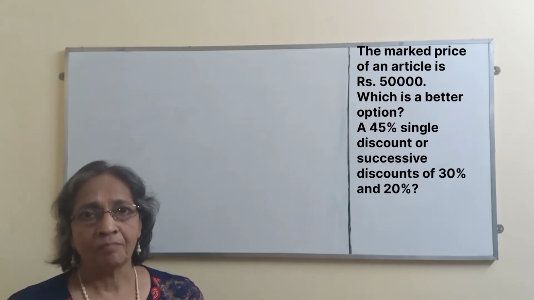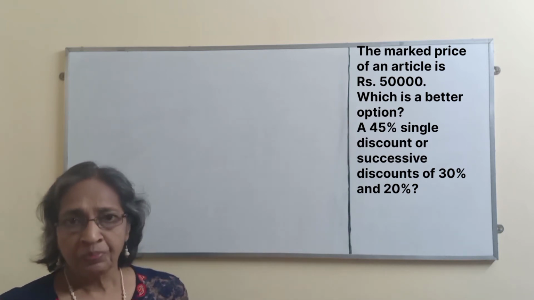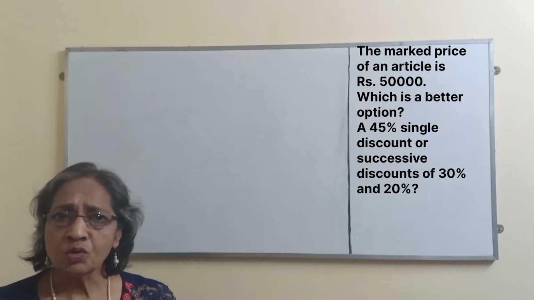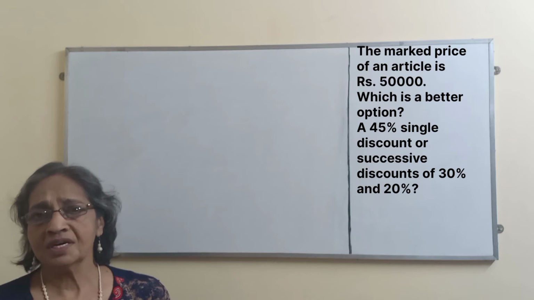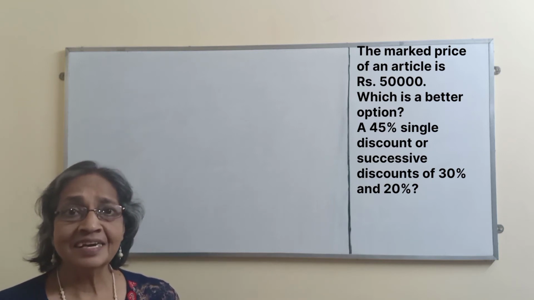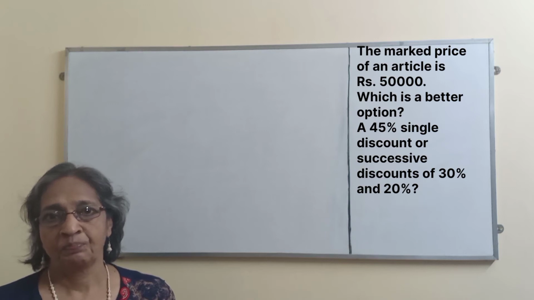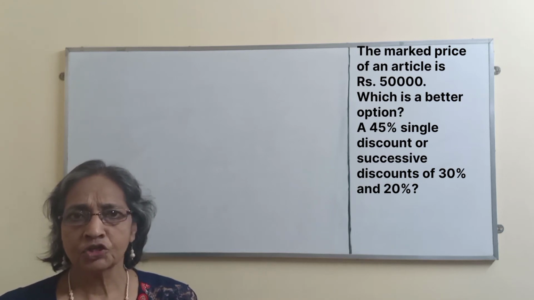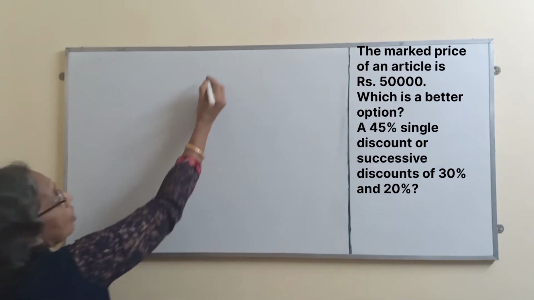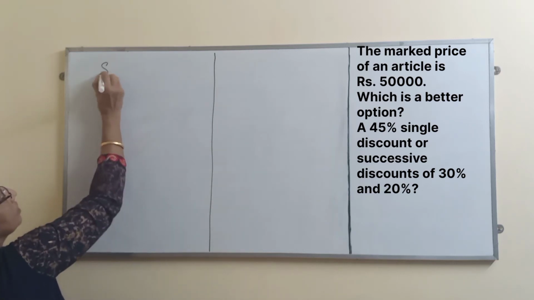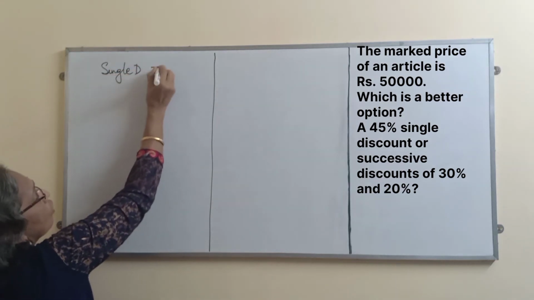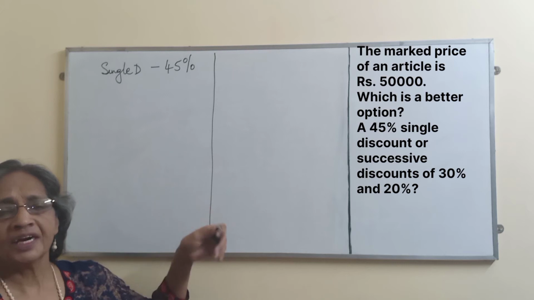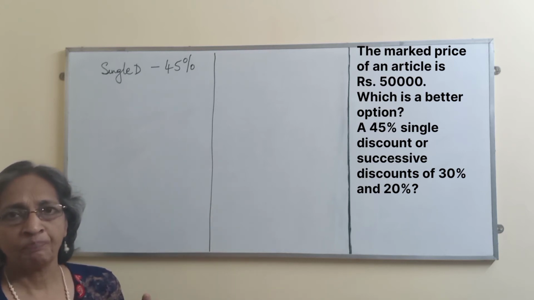Now in our next sum, the sum is here on the board. The marked price is 50,000, but there are two conditions given. Now what are the two conditions? One, there is a single discount of 45% given. Okay, that means you go to the shop, the marked price is 50,000, the shopkeeper will tell you that I am giving you a single discount of 45%. Okay, so this 45% will be calculated on 50,000 and then whatever you need to pay.